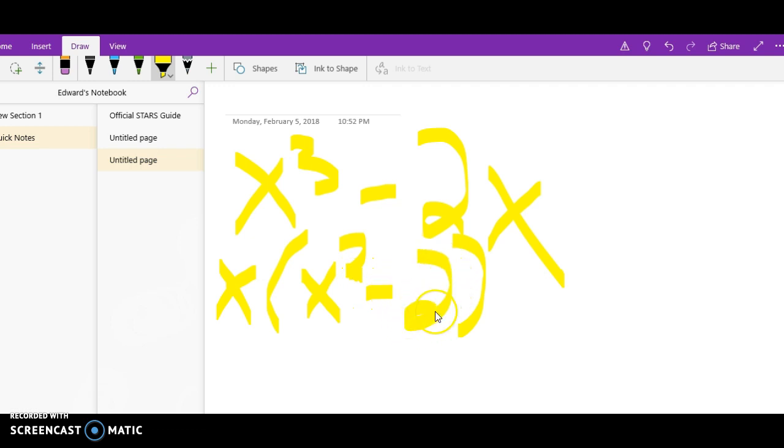minus 2. Now, if you have to go back and check to make sure your answer is correct, if you multiply x times x squared, it will give you x to the third, and then you multiply x times 2 will give you 2x.